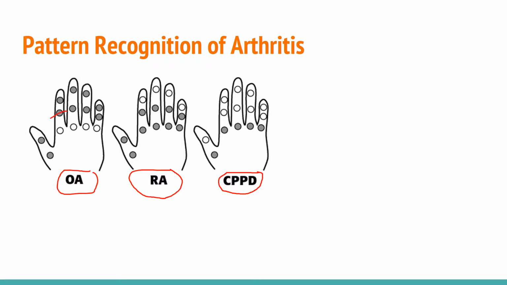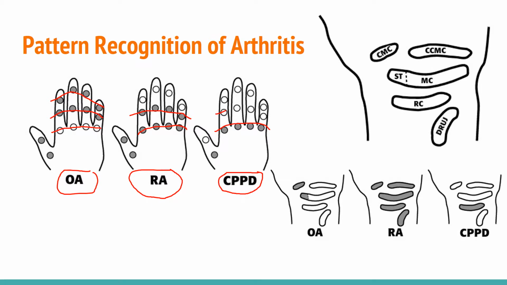For osteoarthritis, you have more involvement of the proximal interphalangeal joints and the distal interphalangeal joints, with relative sparing of the metacarpophalangeal joints. In rheumatoid arthritis, you see more involvement of the metacarpophalangeal joints and the proximal interphalangeal joints. With calcium pyrophosphate deposition disease, you see less involvement of the smaller joints, like the interphalangeal joints, but more involvement of the bigger metacarpophalangeal joints.